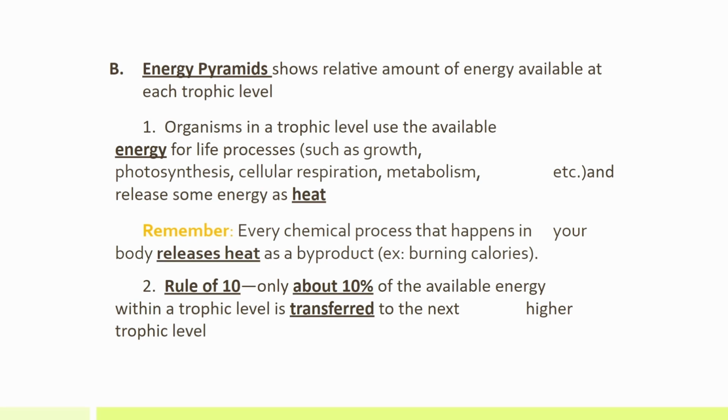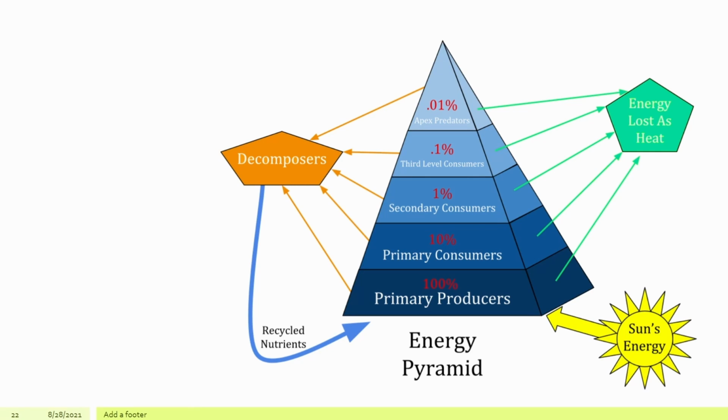So remember, we're only going to see about a 10% transfer as we move up the trophic levels from producers to quaternary consumers. So here is another energy pyramid. And see, we start at 100% of energy that can get into producers or consumers at the bottom. As we move from the primary producers, which are autotrophs, up into the apex predators like quaternary consumers, we see a lot less energy available.